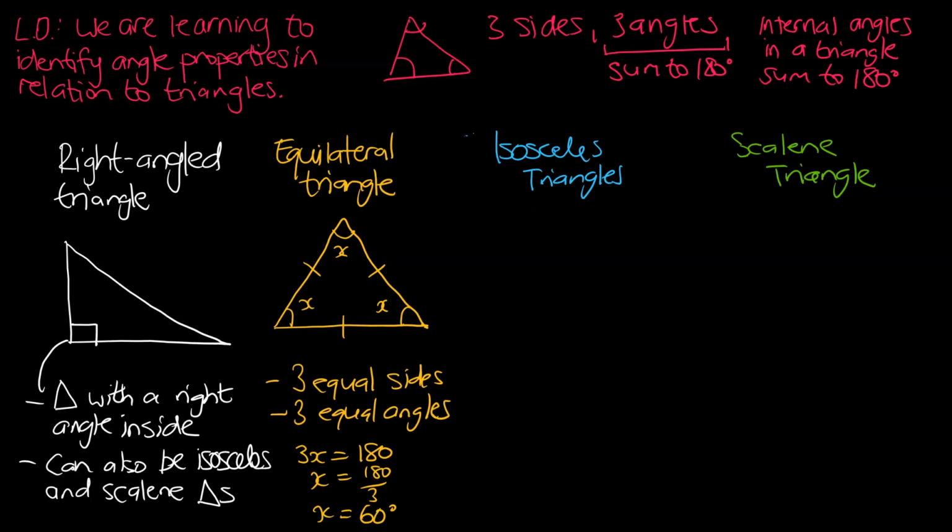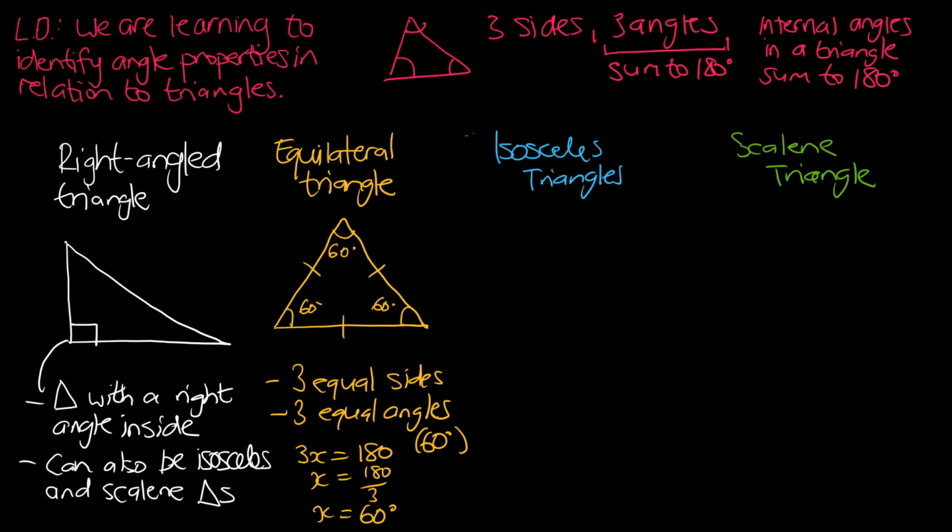So x is always equal to 60 degrees. Those 3 equal angles, no matter what, are always going to be 60 degrees. So let's rub out those x's and put those into our diagram. Regardless of the equilateral triangle, we're always going to have three equal 60-degree angles.